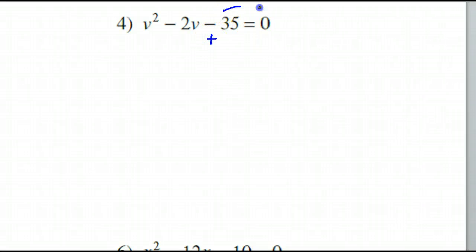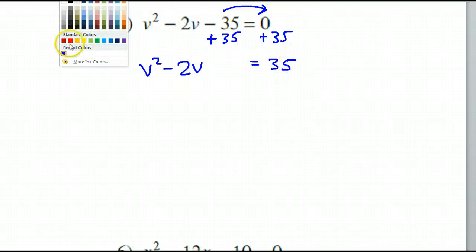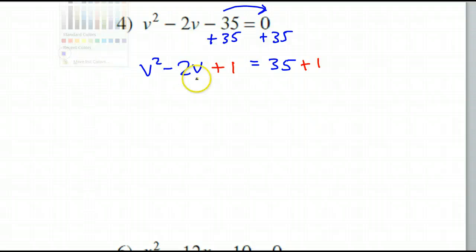Alright, let's get this out of the way by adding 35 to both sides. So then we will have v squared minus 2v, leave a space, is equal to 35. So what is the magic number that will complete the square? It'll be 1. Alright, half of negative 2 is negative 1. Negative 1 squared is positive 1. Alright, since we're adding it to the left, we'll add it to the right to keep the balance.